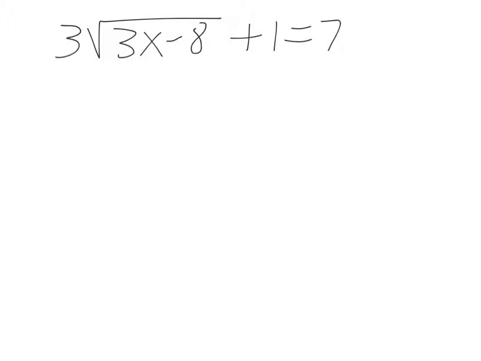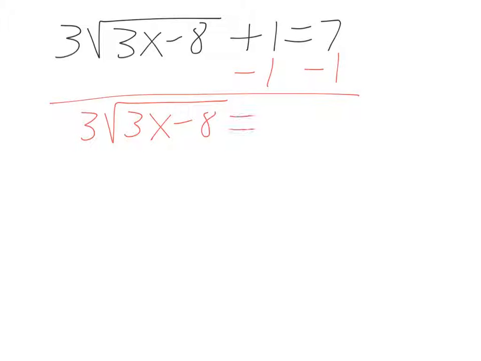Alright, now on this one we have 3 times the square root of 3x minus 8, plus 1 equals 7. Once again you have to take care of all the numbers outside of the radical sign first. So I have to take care of the 3 on the outside and the 1 that's not underneath the radical sign. I'm going to subtract 1 from both sides, so 3 times the square root of 3x minus 8 equals 7 minus 1, which is 6. Now I have to take care of the 3 on the outside, because that's not underneath the radical sign. So I'm going to divide by 3, divide by 3.